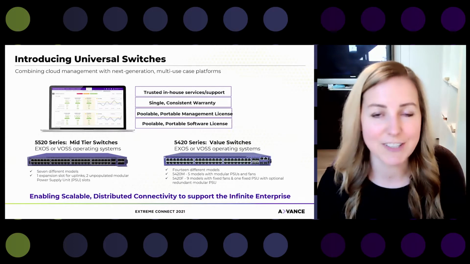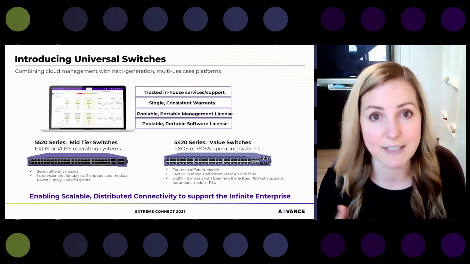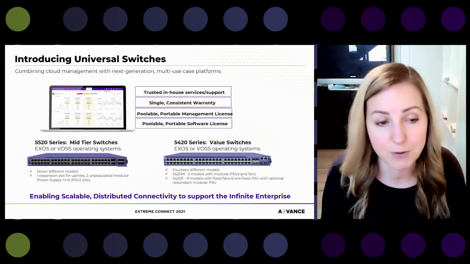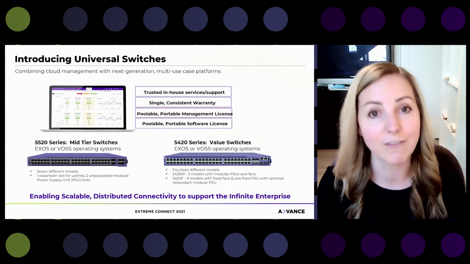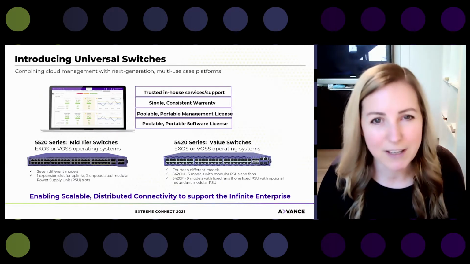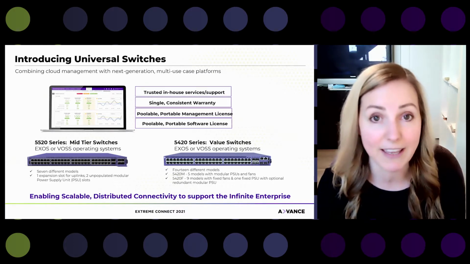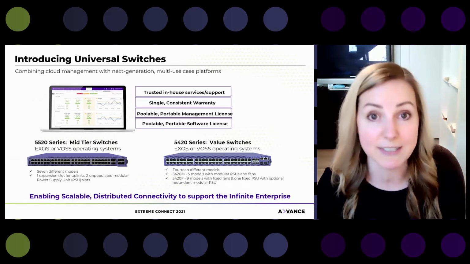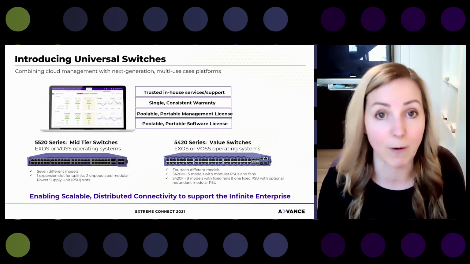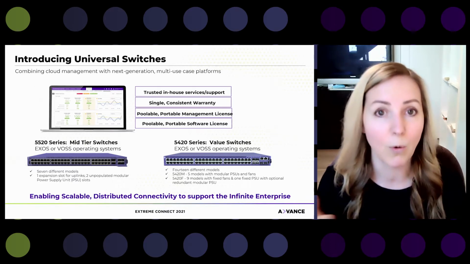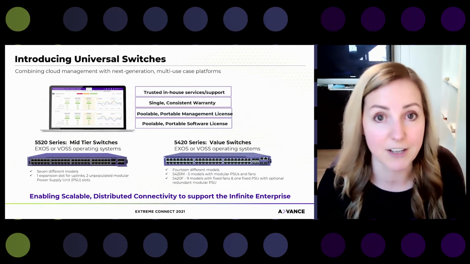So to kick things off, just a little bit of an introduction to our universal switches. And we do have two series of products. We have our 5520, which is our mid-tier series of switches. And we also have our 5420, our value series of switches. And what Universal really does is it combines the power of cloud-based networking with next generation multi-use case platforms. So multi-use case really means that these switches are capable of running either our EXOS operating system or our VOS operating system, depending on the deployment model you want to follow at the network edge.